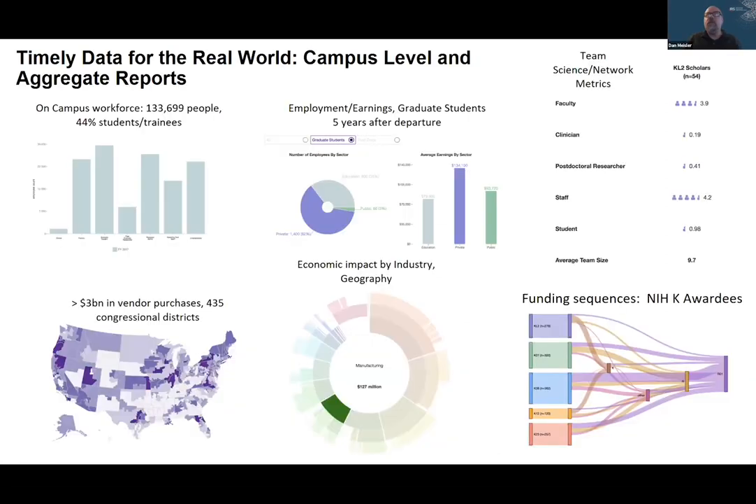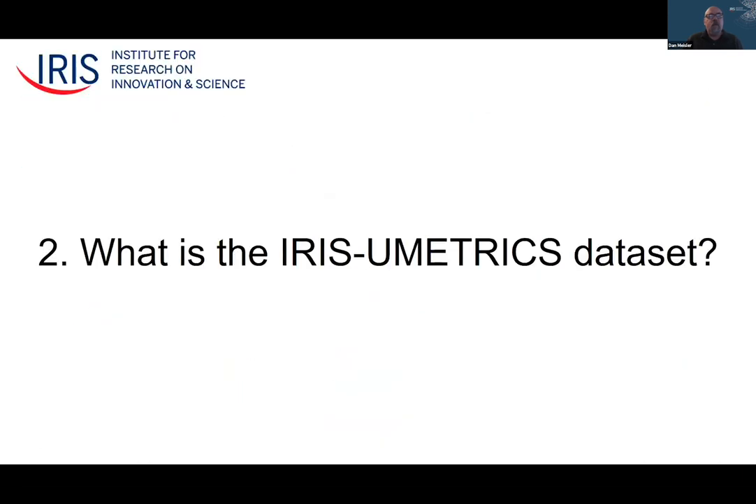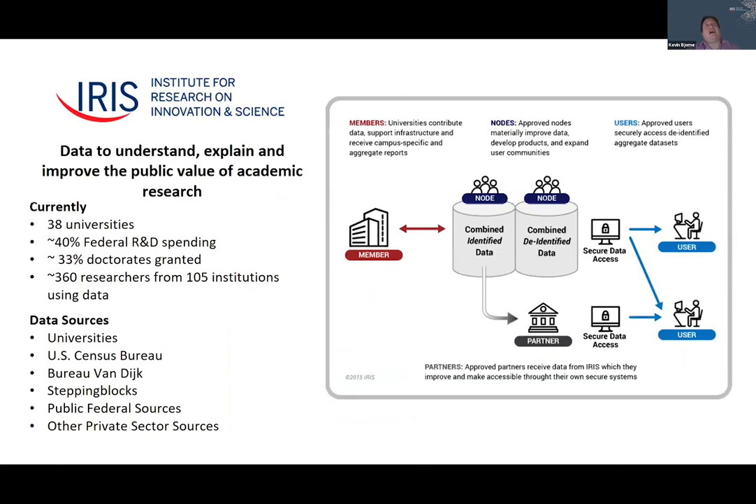Hey, Kevin, let me just ask you a quick question that came up. When you mentioned the 40% of federal R&D spending, is that all federal spending or just higher ed? It is just higher ed. I'm pulling that information out of the HERD survey. We basically look at how much money all the IRIS members are receiving, and we compare it against what's in the HERD survey, and that's how we derive that percentage.